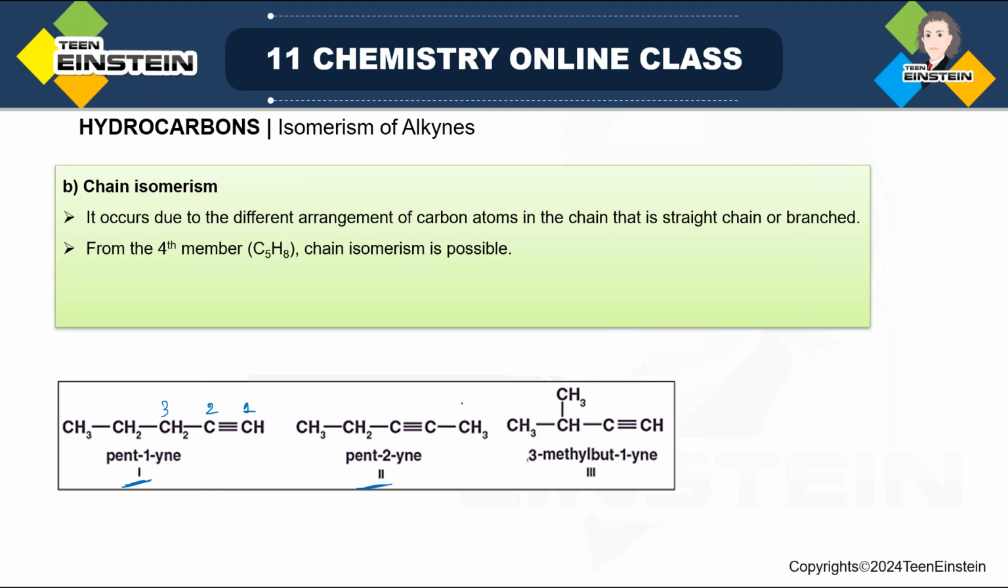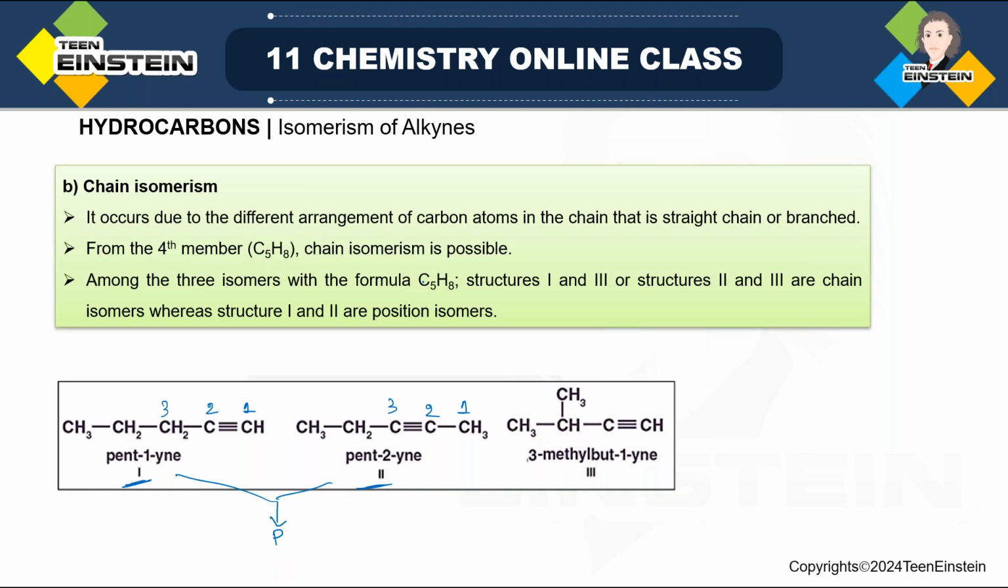But in this case, the name is pent-2-yne. Now these two are related by what? These two are basically position isomerism, right? But if you consider the third one, just try to understand the relationship. It is chain isomerism with both 1 and 2. So among these three isomers, all are having C5H8.